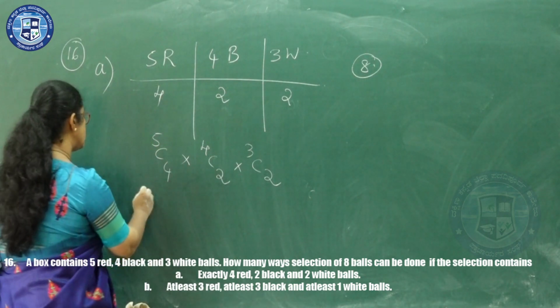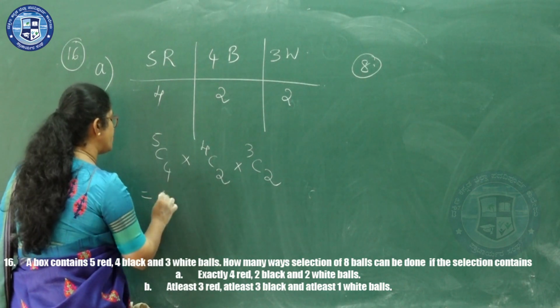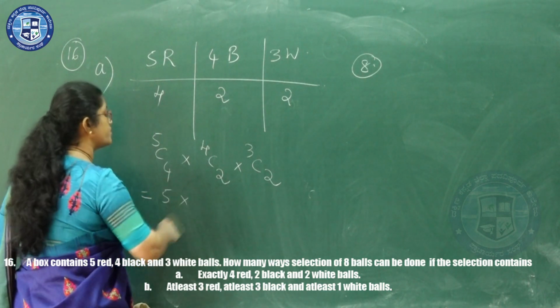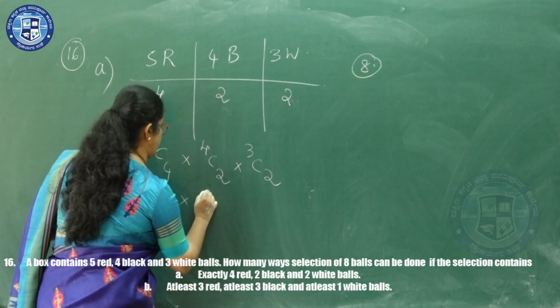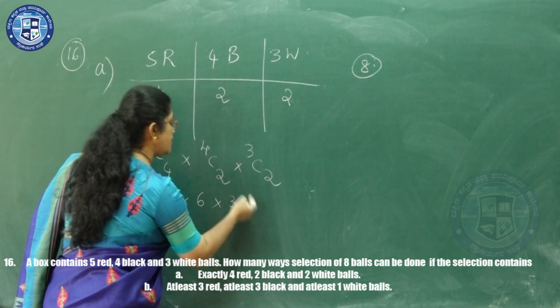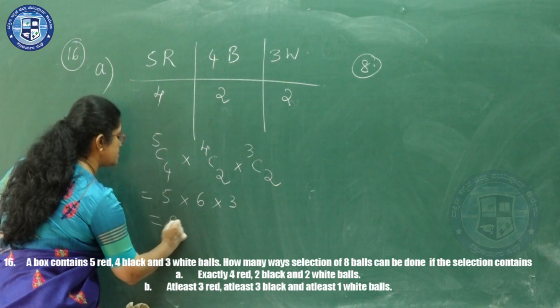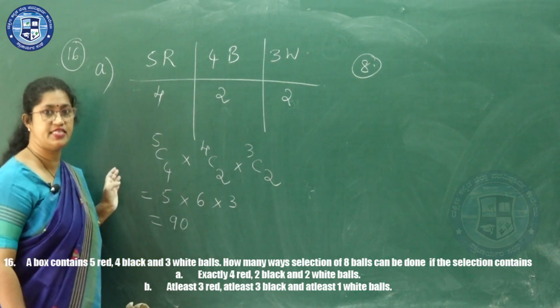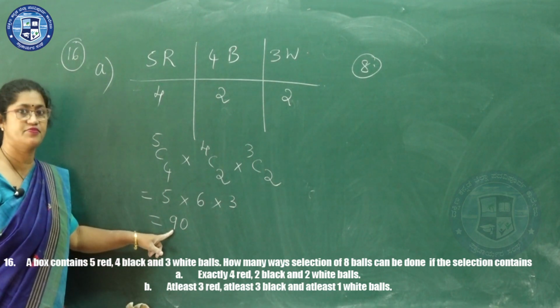Let us do this calculation. 5C4 is equivalent to 5C1, which is 5. 4C2 is 6, and 3C2 is equivalent to 3C1, which is 3. And this is equal to 90. So the total number of selections is 90.